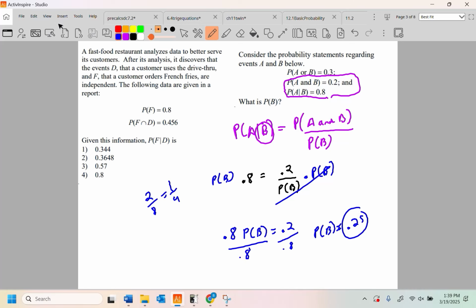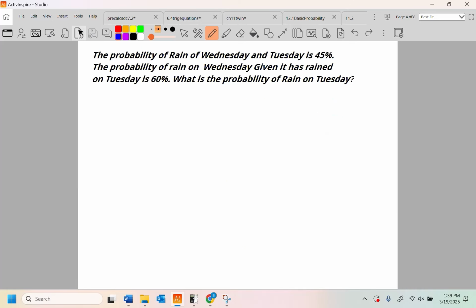Moving forward, the probability of rain on Wednesday and Tuesday is 45%. The probability of rain on Wednesday, given it has rained on Tuesday. Now remember, I told you the other day that weather is a dependent situation. It is an overlapping situation. What is the probability of rain on a Tuesday?